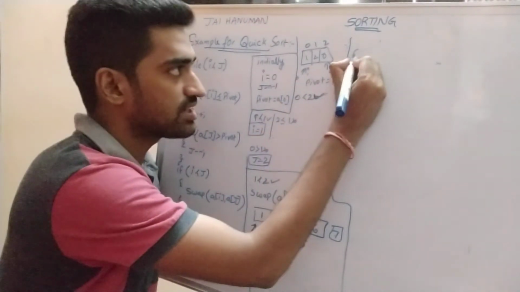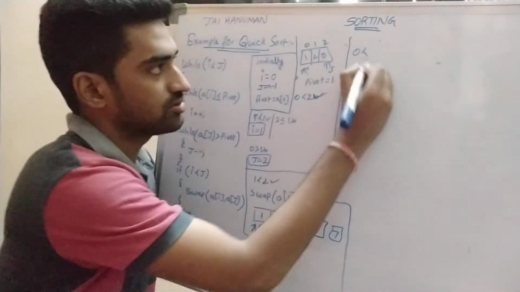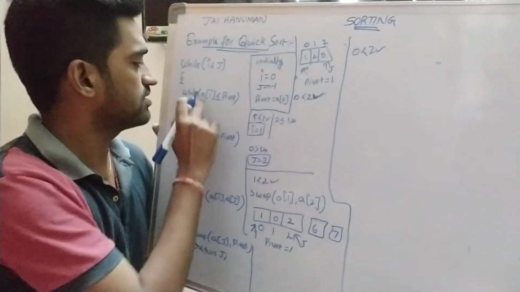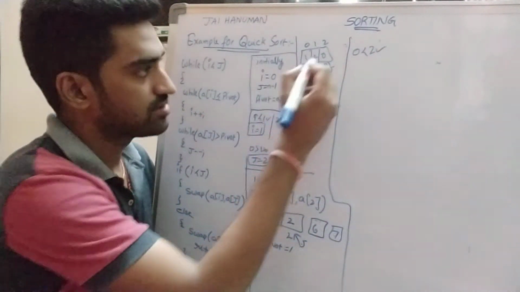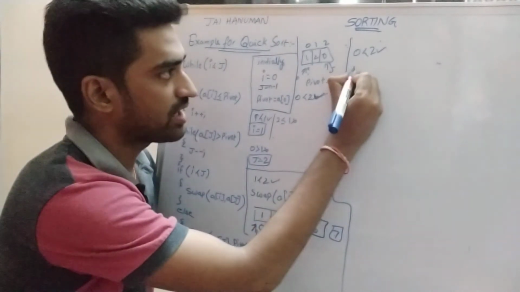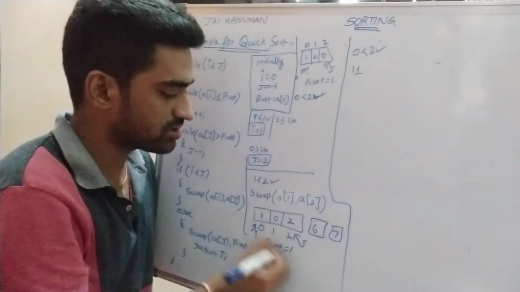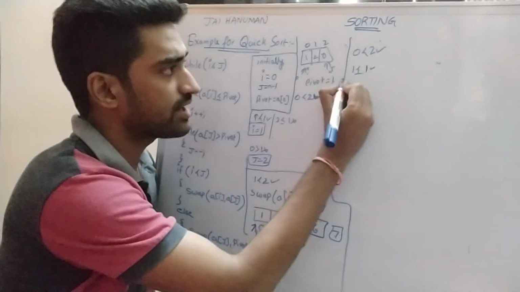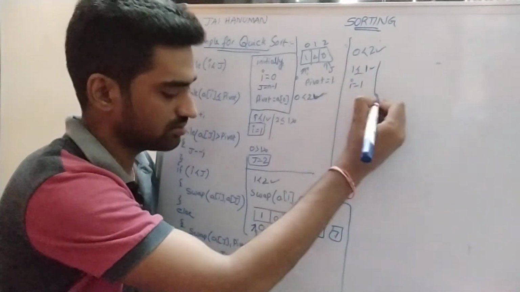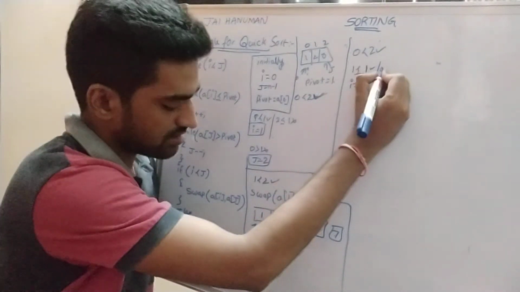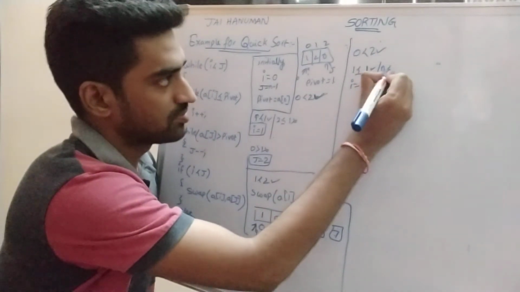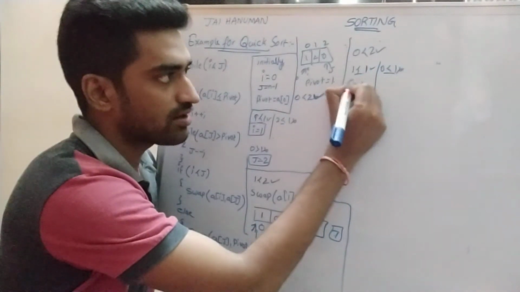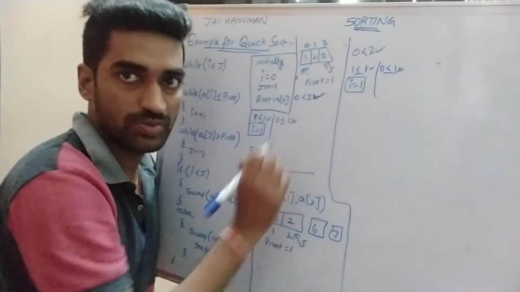While I less than j, 0 less than 2, condition is true. So that's why we are applying this procedure. A of I less than or equal to pivot: A of 1 less than or equal to pivot position, pivot element is 1. So 1 less than or equal to 1, condition is true. I is incremented by 1, I is equal to 1. So 0 less than or equal to 1, condition is failure. So that's why we are not incrementing I value. Previous value is set to be I value.